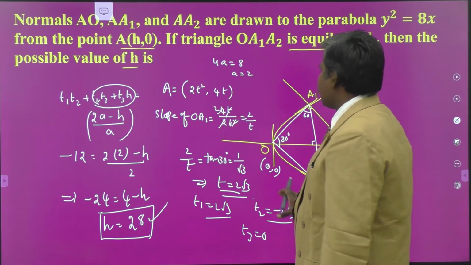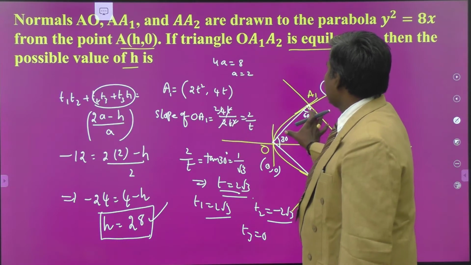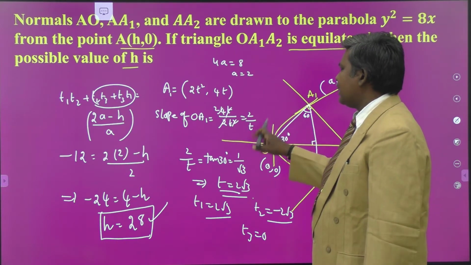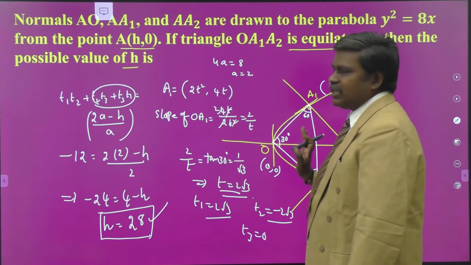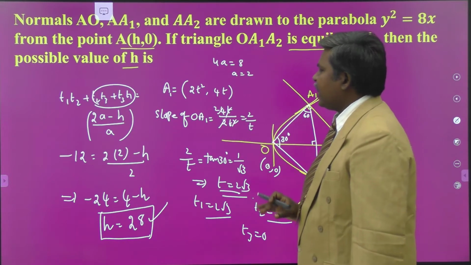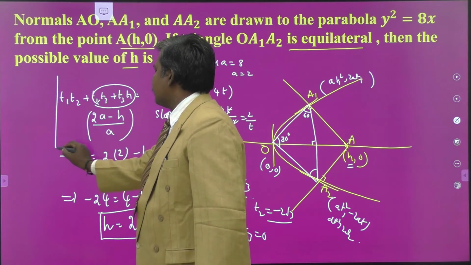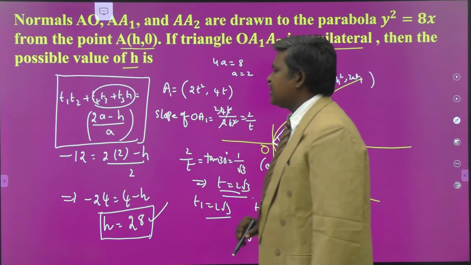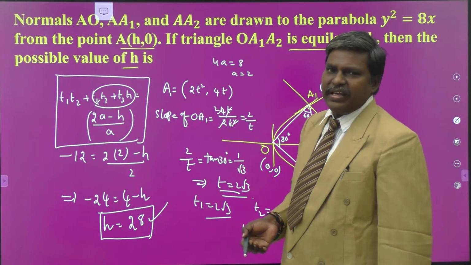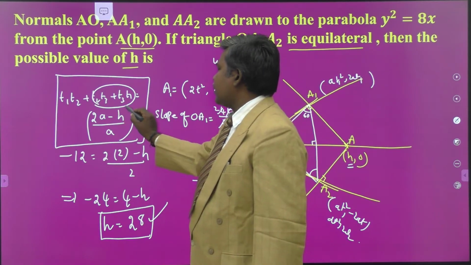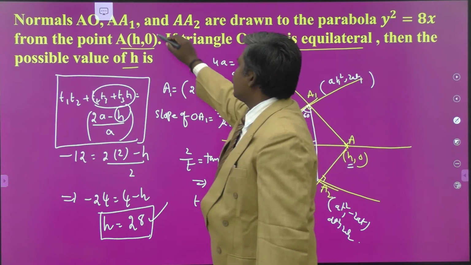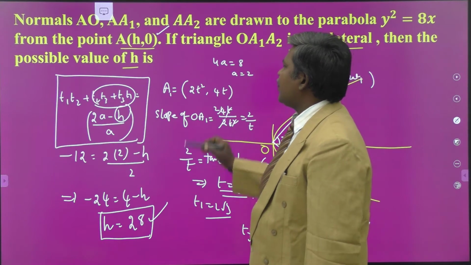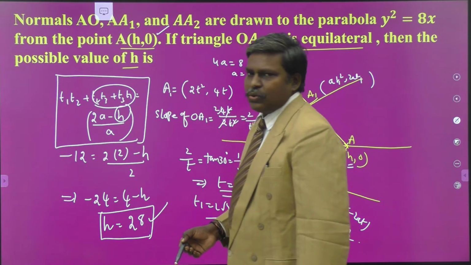So to solve this question, you need awareness of finding the slope of OA1 first of all. From that you can easily calculate T1 and T2. Clearly the T3 value is 0 itself. Again we have to remember this formula also. What is the formula? T1 T2 plus T2 T3 plus T3 T1 is equal to (2a minus x1) by a here. Instead of x1 you have to write h, because your point is h comma 0 on the axis of the parabola. 3 real and distinct normals are possible only for x1 greater than 2a.